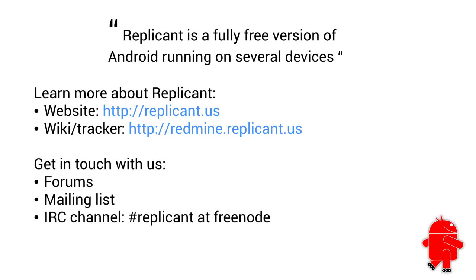So if you're interested in learning more about Replicant, we have a website, a wiki, as well as the bug tracker, and you can get in touch with us through our forums, our mailing list, but also we have an IRC channel, which is Replicant at Freenode.